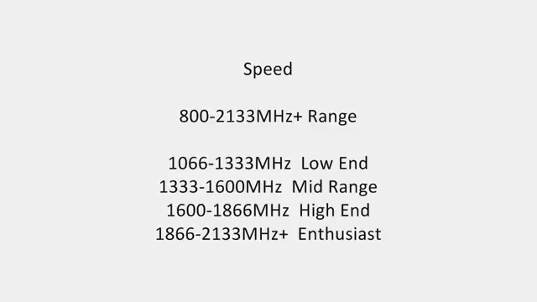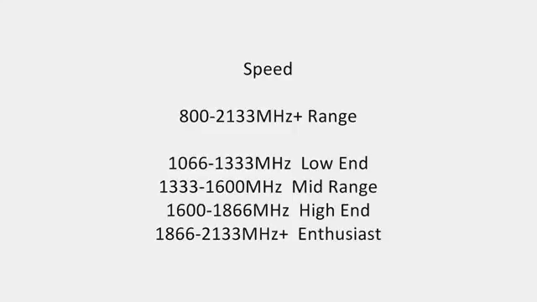Speed or frequency is how fast the memory runs. Common speeds for DDR3 memory go anywhere from 800 megahertz up to 2133 megahertz and beyond. Typically for a low-end computer, speed isn't going to really matter too much, so a kit with 1066 or 1333 megahertz speeds will be fine. For mid-range, you want to look into 1333 to 1600 megahertz speeds. 1600 to 1866 is more for the high-end, as some motherboards do not support that high of speed.